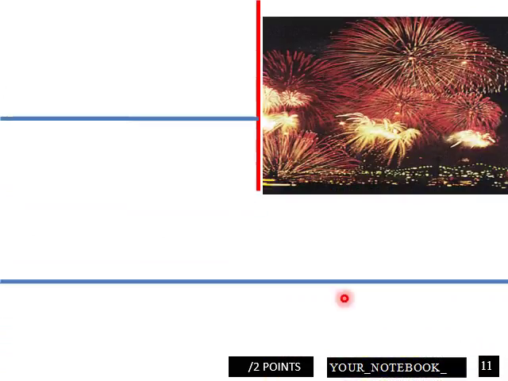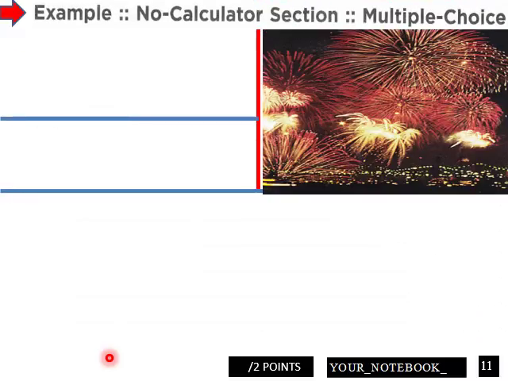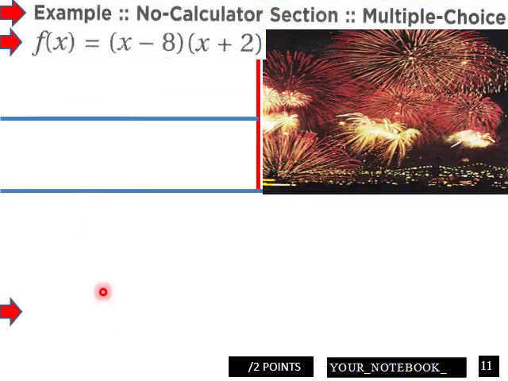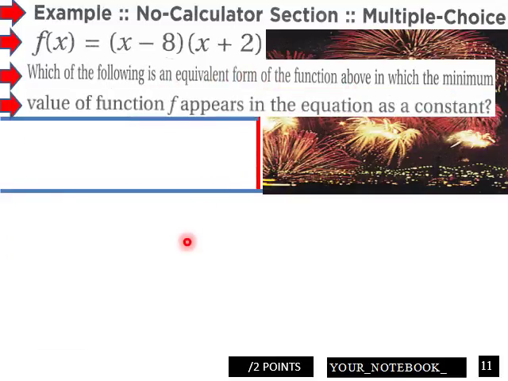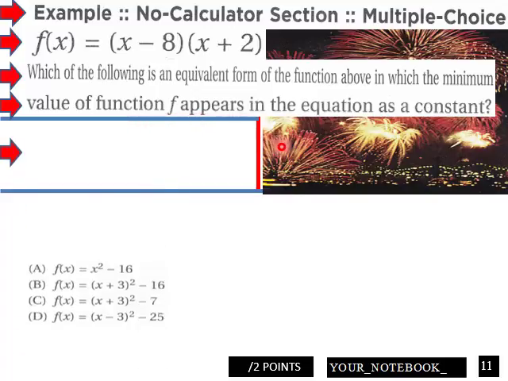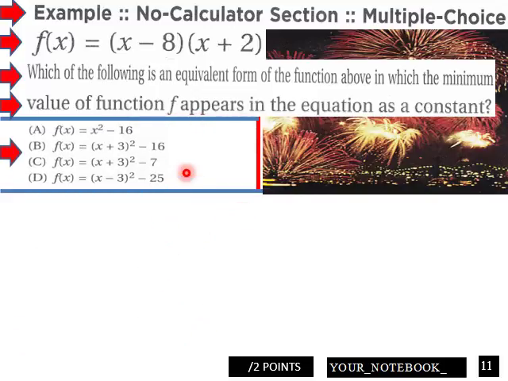Page 11 of our lesson here. Example no calc section. There's a function there. Which of the following is an equivalent form of the function above, in which the minimum value of f appears in the equation as a constant? So here are the possibilities here.